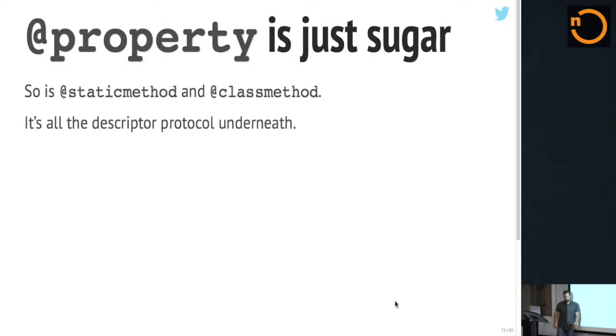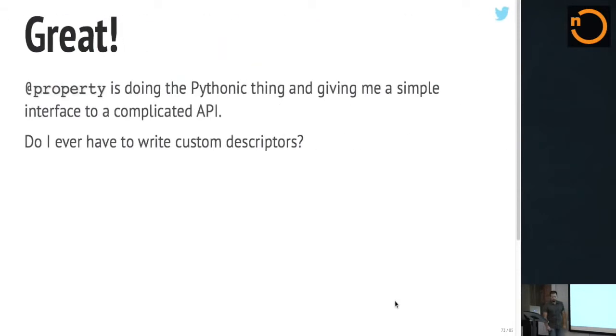Property is actually syntactic sugar on top of the descriptor protocol. It's implemented using descriptors. And so are static method and class method. A bunch of the decorators that do stuff to your class's methods are actually just taking advantage of how the descriptor protocol works. So we might want to understand what's going on underneath the covers. But hey, maybe property is just doing the typical Python thing, right? It gives me a simple interface to a complicated thing, and cool, I don't have to write custom descriptors because somebody else did that hard work for me.